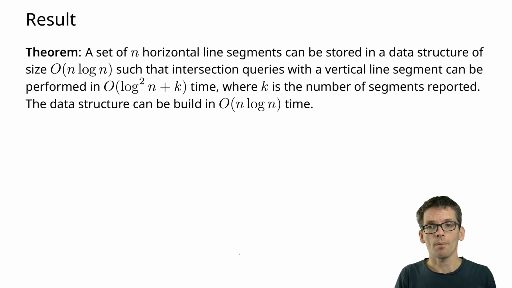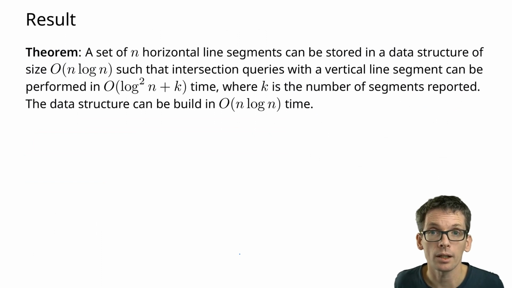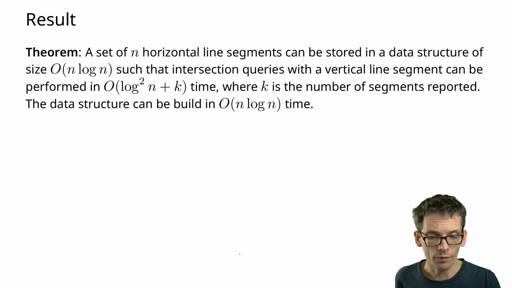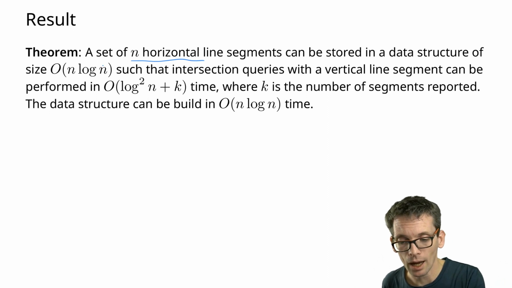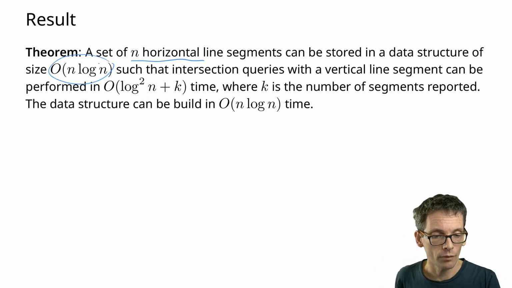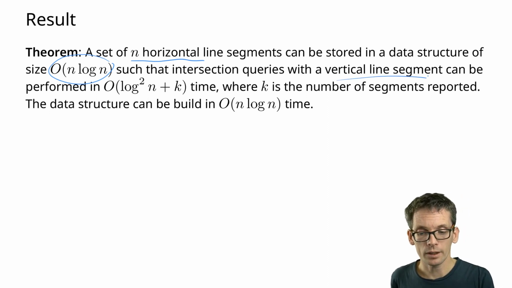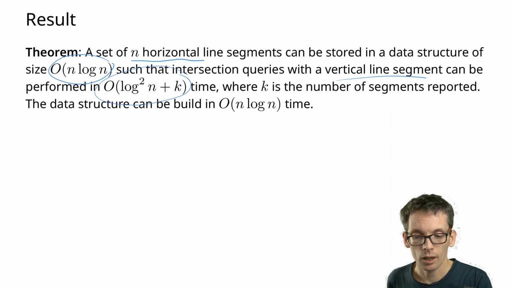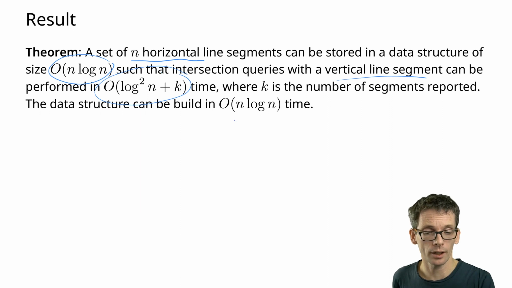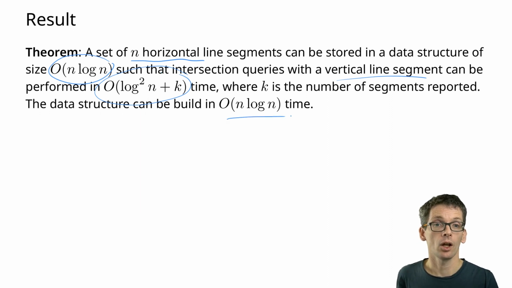So to sum up our results for windowing queries using interval trees, given a set of n horizontal line segments, I can build a data structure. It will have size order n log n, such that given a vertical line segment as a query, I can find all the segments intersecting it in order log squared n plus k time. And constructing this data structure I can do in order n log n time.